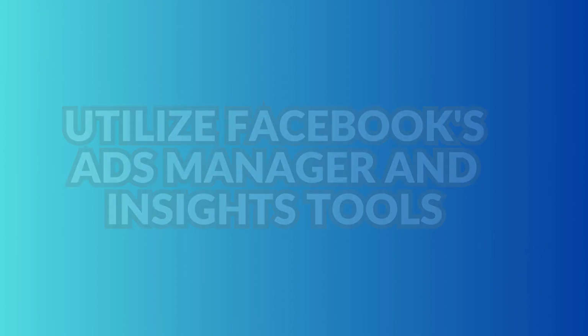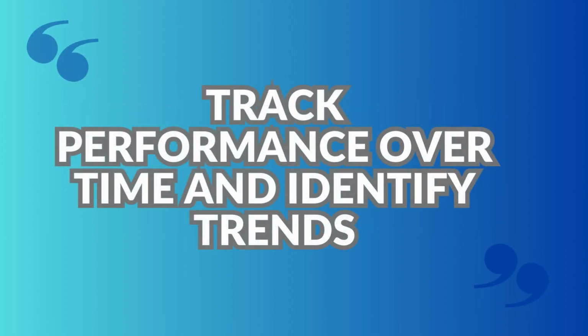Step 4. Track performance over time and identify trends. Monitor your ad performance regularly, ideally on a daily or weekly basis, to identify trends and patterns. Track metrics such as impressions, clicks, conversion rates, and cost per acquisition over time to understand how your campaigns are performing and make adjustments as needed.